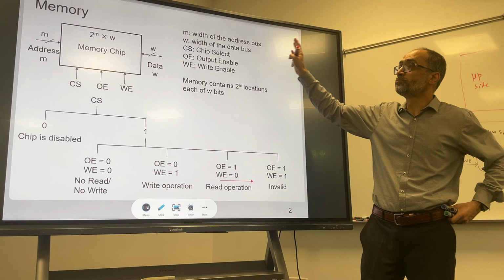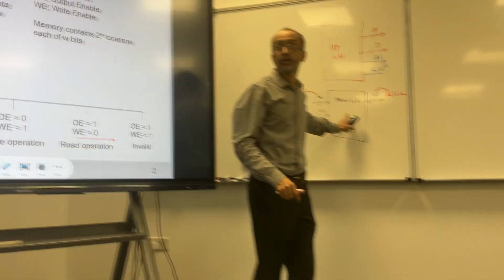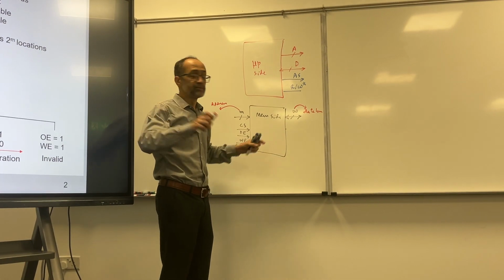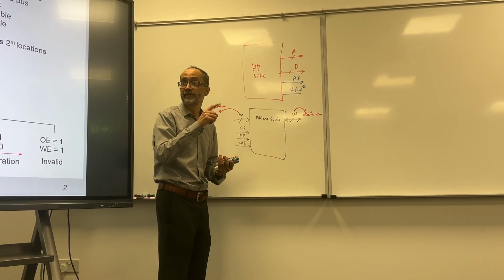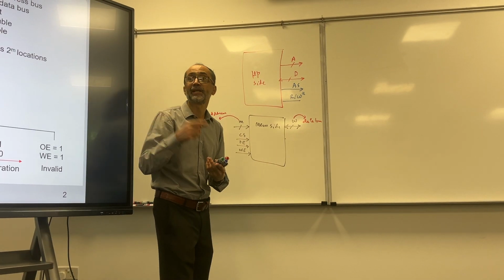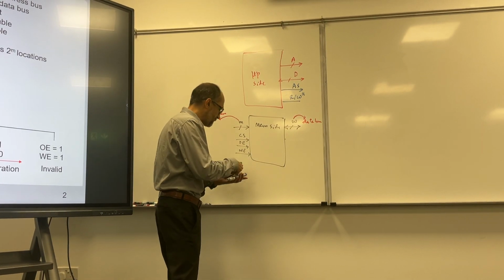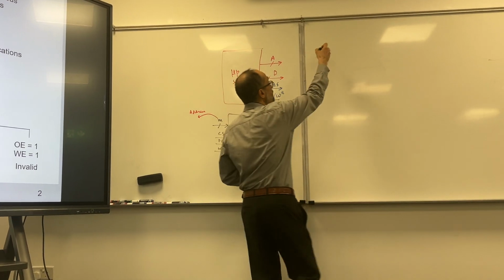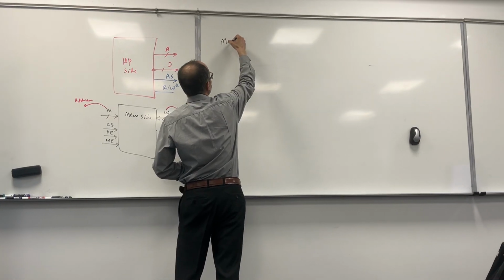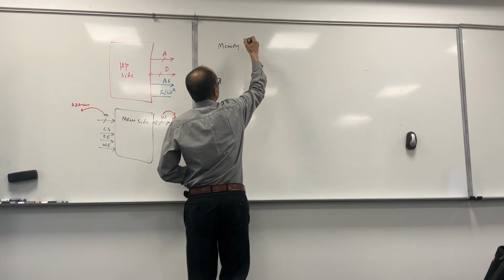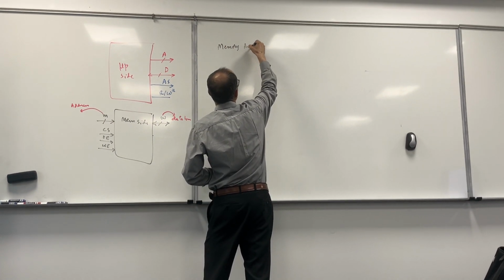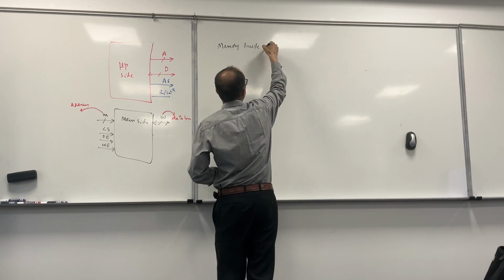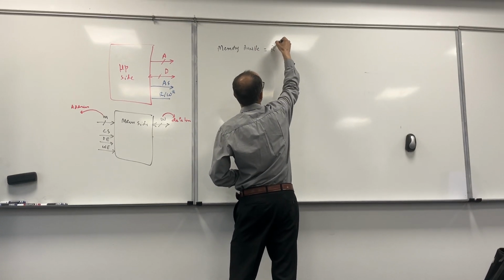Remember, this is your memory side or microprocessor side? Memory side. It's your memory size. What will be the memory size? We did it in our first lecture: 2 to the power of M times W. So in the general case, let's assume we have a memory available. The total memory will be 2 to the power M cross W.